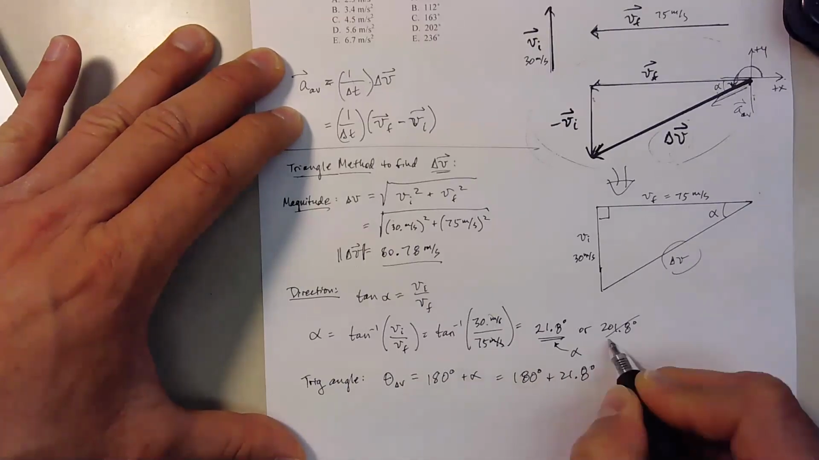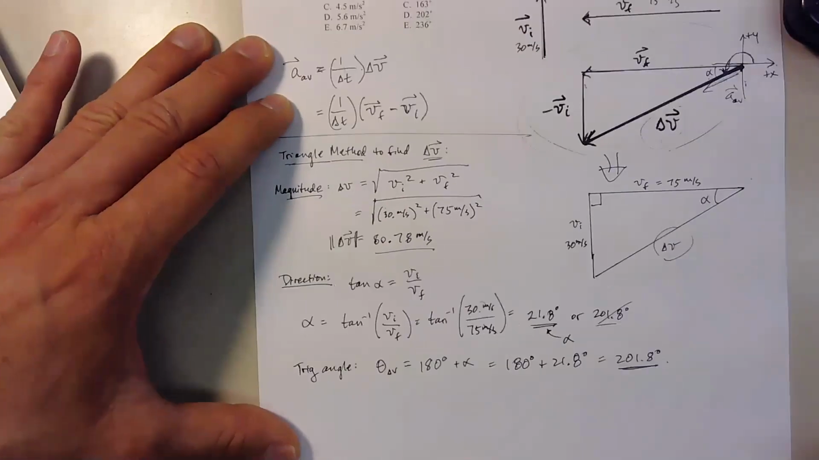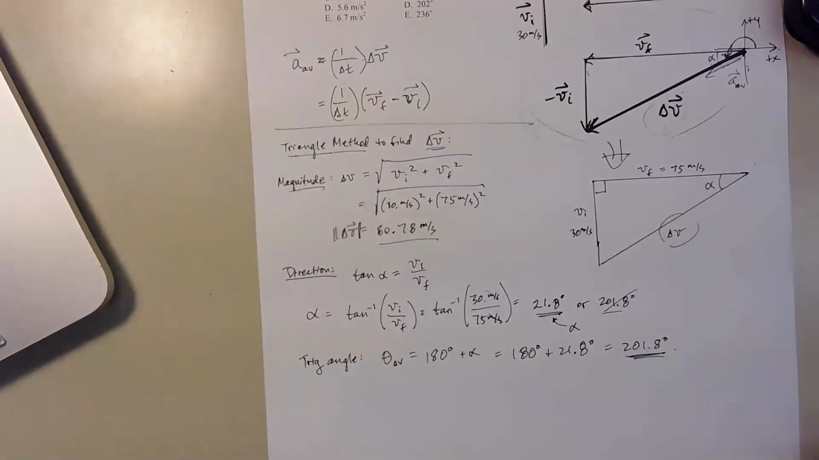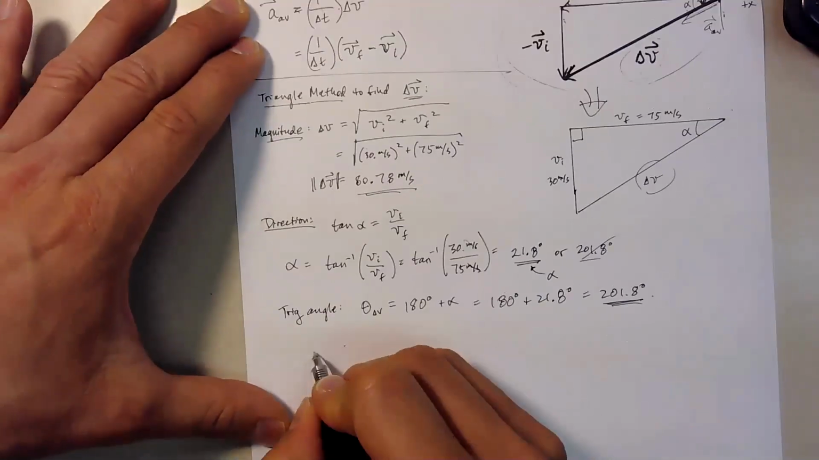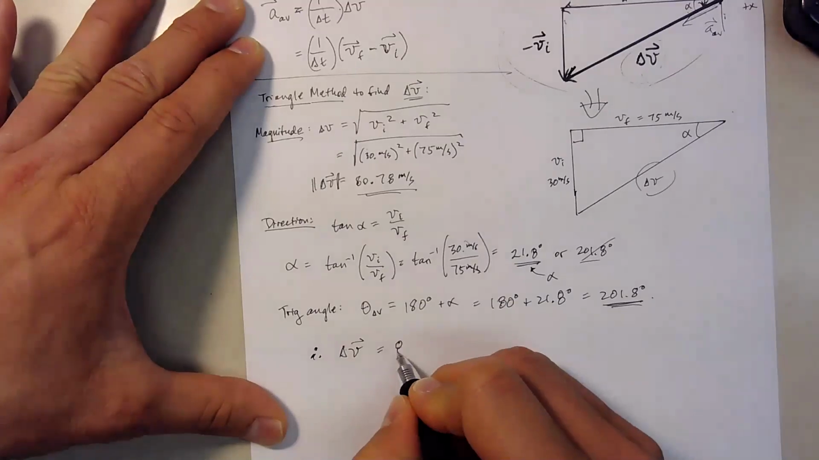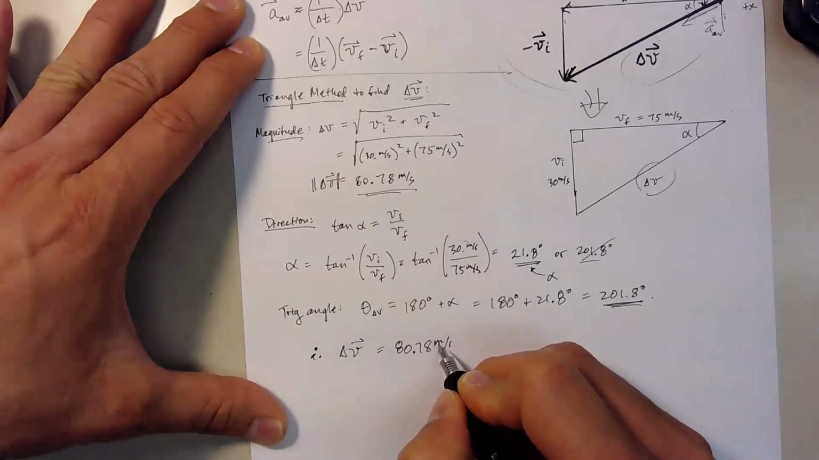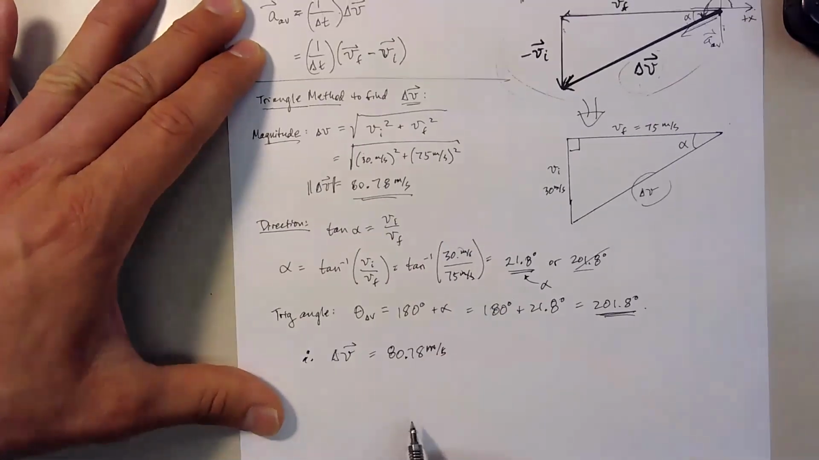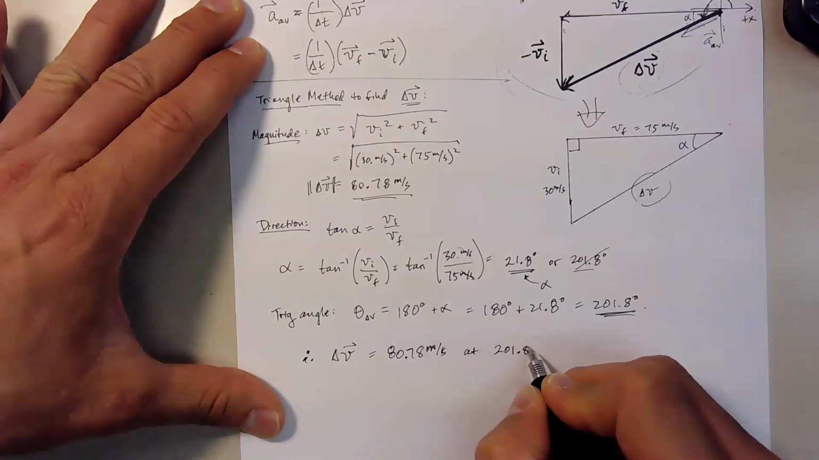What do you know, I'm going to get that same value again. So that's the trig direction. All right, good, let's summarize that. In summary, the vector delta v is equal to 80.78, and I'm not going to round off sig figs yet because I'm not done with the problem. So 80.78 meters per second at a trig direction of 201.8 degrees.